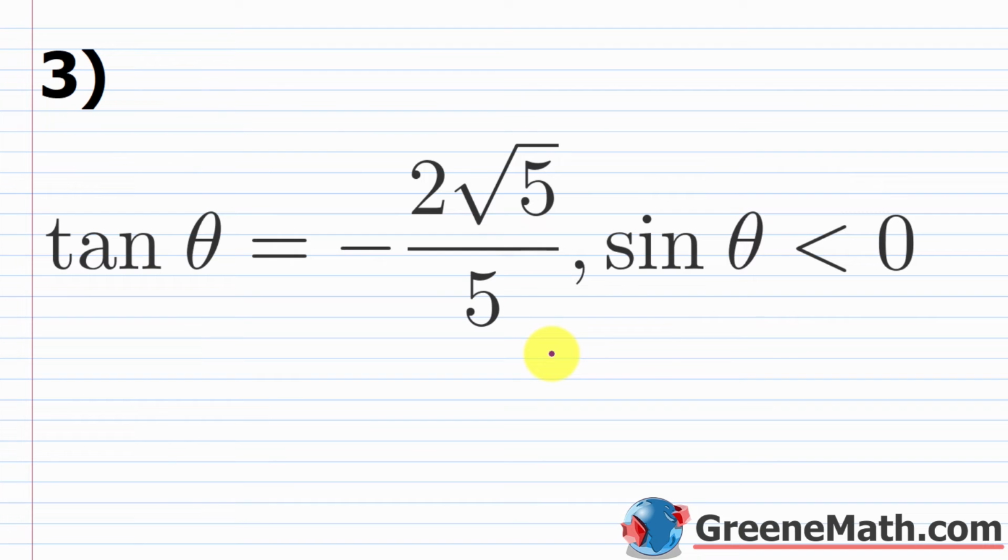All right, let's take a look at problem number 3 now. So we have the tangent of theta is equal to the negative of 2 times square root of 5 over 5. And the sine of theta is less than 0.